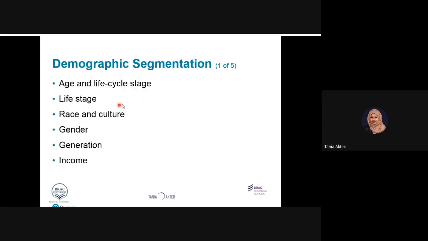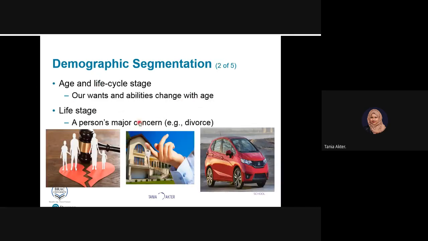Moving ahead to demographic segmentation, you see here there are different types of market segmentation, age and life cycle. I'm going to describe them one by one, so bear with me. I'm going to the next slide. Age and life cycle. This is very important. As a marketer, you need to understand your consumers' behavior, how they behave. But that behavior depends on their life cycle stage. Now, what is the life cycle stage?